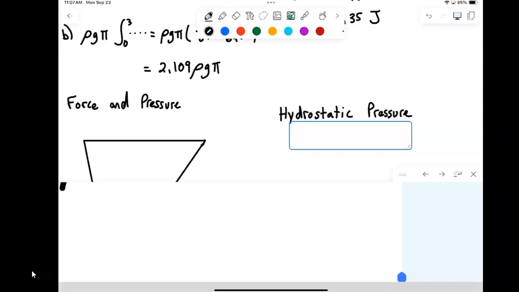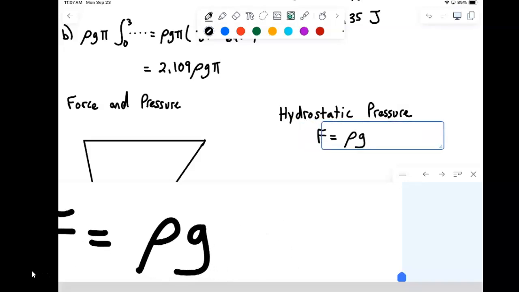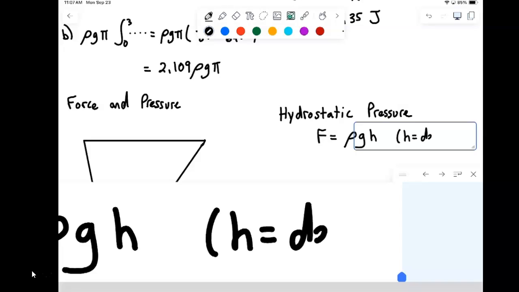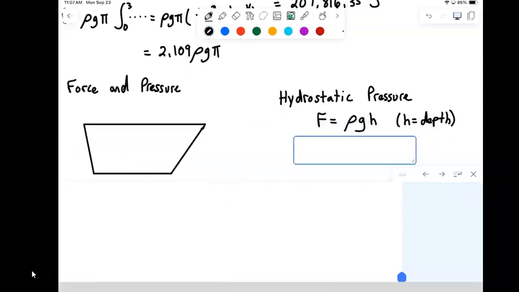And what hydrostatic pressure tells us is that if you're at a certain depth h, then the force around you is constant based on the density, the force of gravity, times how deep you are. Again, h is the depth. The deeper you go into the water, the more force you're experiencing. That's why they need special machines to do deep sea submergence, right? Because the further down they go, the more pressure that builds up.